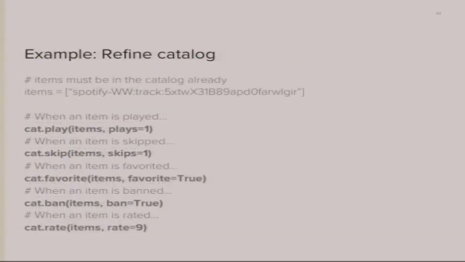For refining the catalog, you can update the play count whenever a user listens to and plays a track. You would call play. If the user skips it, you would call skip, which would probably tell the Echo Nest that maybe the user doesn't like that so much. You can add your favorites or ban an item or give a rating from 0 to 10. So that's that. Taste profile is quite interesting, and combined with libspotify, you can develop really interesting radio style applications.